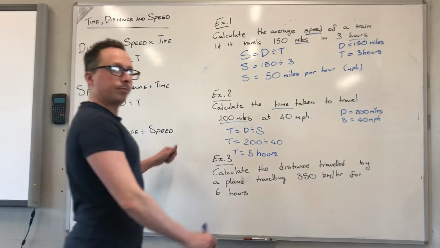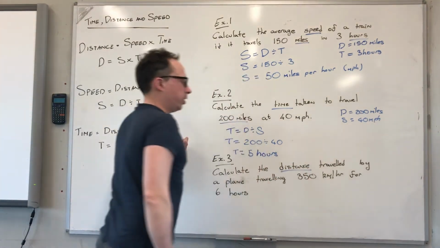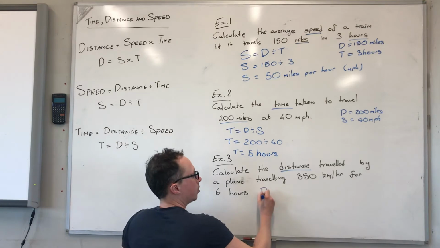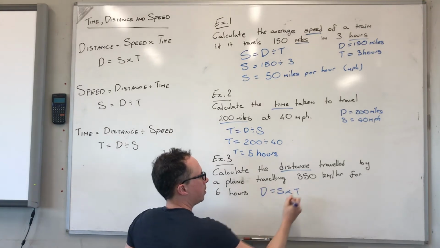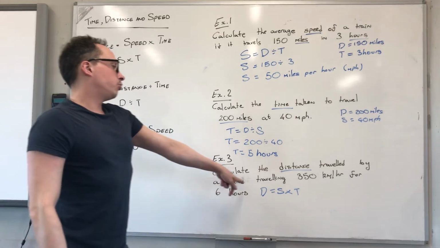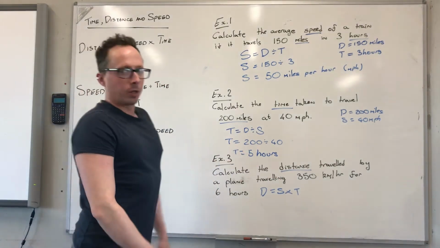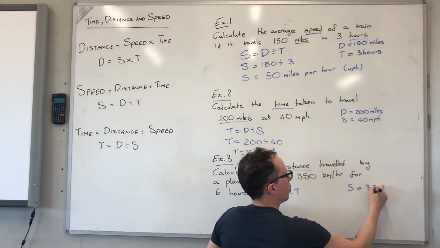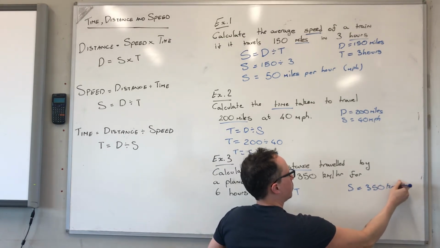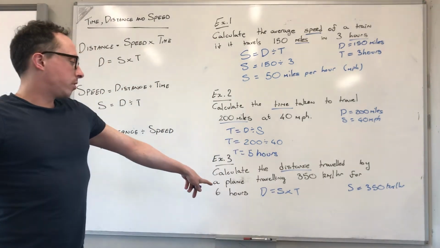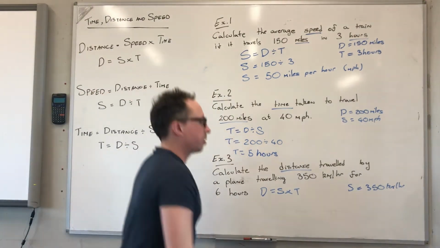Okay? Last one, calculate the distance travelled. So straight away, calculating the distance, which means we're using the distance formula. So d equals s times t. And then a plane travelling 350 kilometres per hour, that's how we would say that. So our speed is 350 kilometres per hour, and our time is 6 hours.